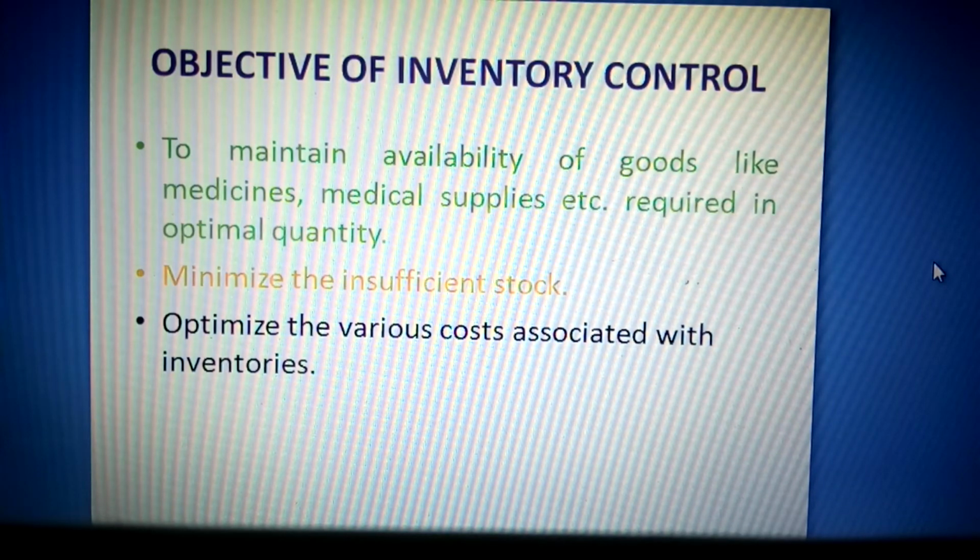So what is the objective of the inventory control? Why we do the inventory control? So to maintain availability of goods like medicine, medical supplies, etc. required in optimal quantity, to minimize the insufficient stock, optimize the various costs associated with inventories.